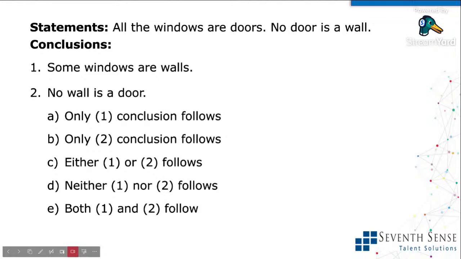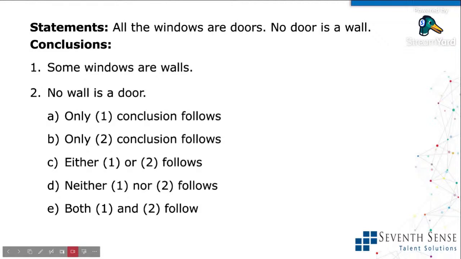Most of you are going with option B. Fine. So I believe you guys understood that no door is a wall should be drawn in a different way, meaning there should be no connection at all. Correct?